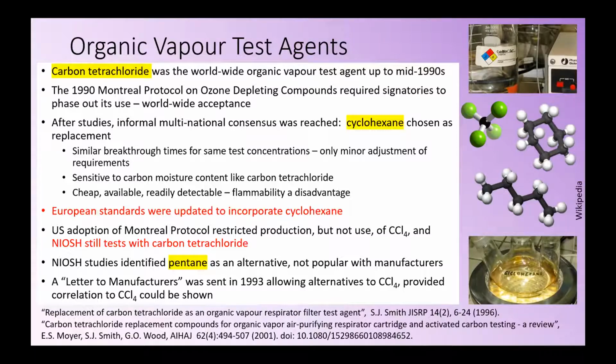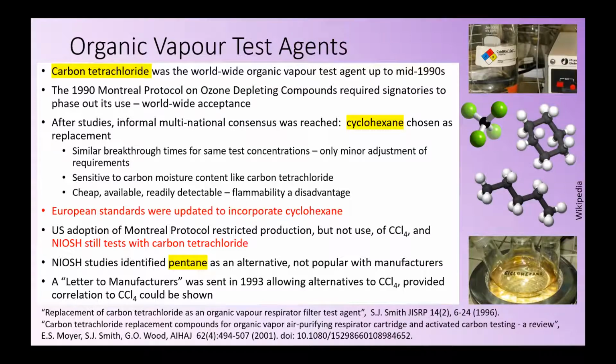In North America, or at least the US rather, adopted the protocol slightly differently. They allowed continued use of existing stocks. NIOSH bought a couple of drums of carbon tetrachloride and continues to use it for testing. And if you're a European manufacturer wanting to get into the NIOSH market, that can cause problems because you cannot legally test with carbon tetrachloride in Europe. And so you would need to use a North American, or actually a US-based, third-party lab to obtain the pre-submission data that you need.